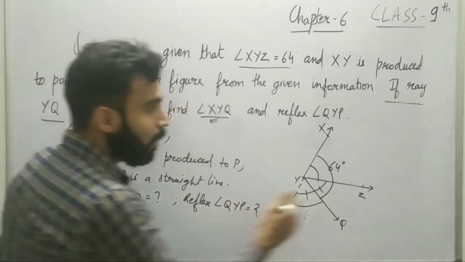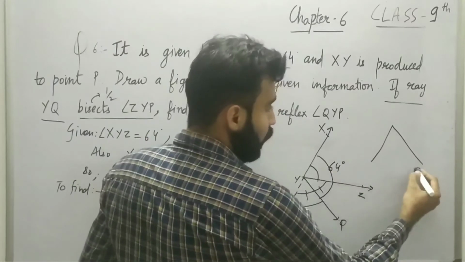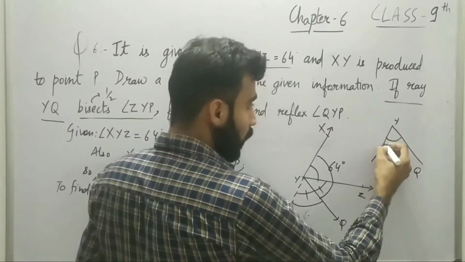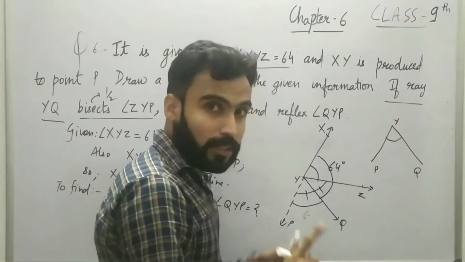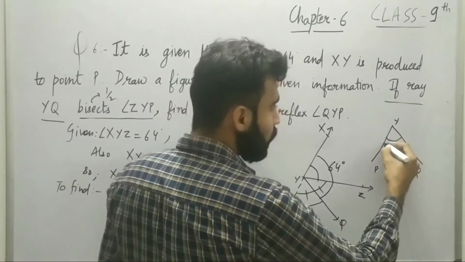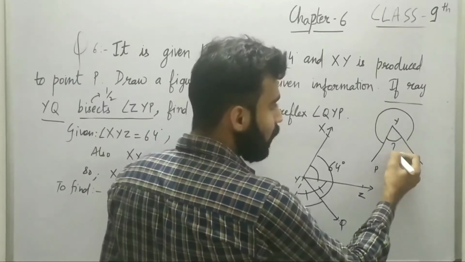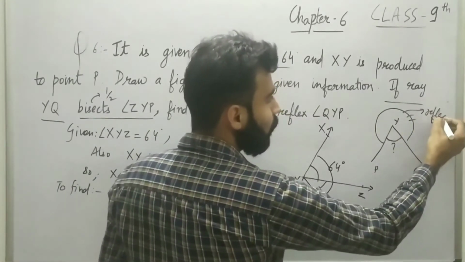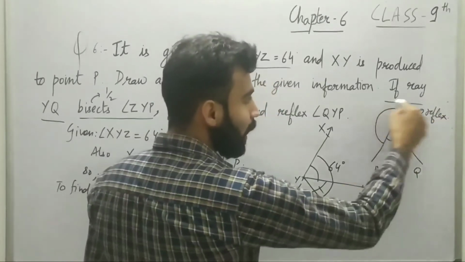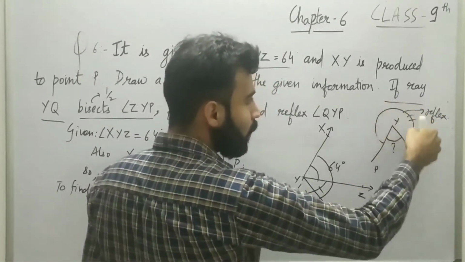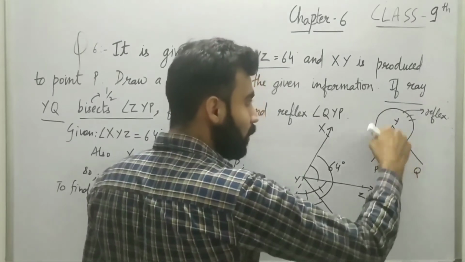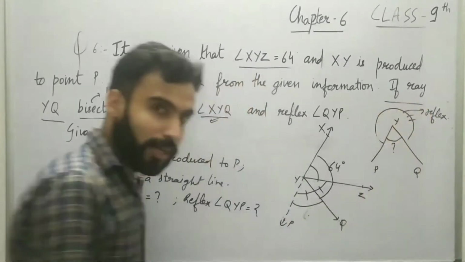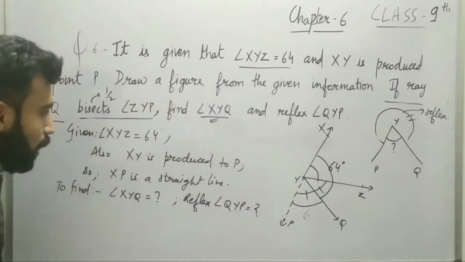Now reflex angle, let me just show you here, like QYP. So this is angle QYP. So what is reflex angle? We know that the complete angle is 360 degrees. So I'm going to simply subtract this angle from 360 so that the remaining angle, the reflex angle, can be found out. So this is reflex angle QYP. Getting my point? This is angle QYP and the remaining angle, that is reflex angle QYP, is this. So we have to find that. Now starting one by one.